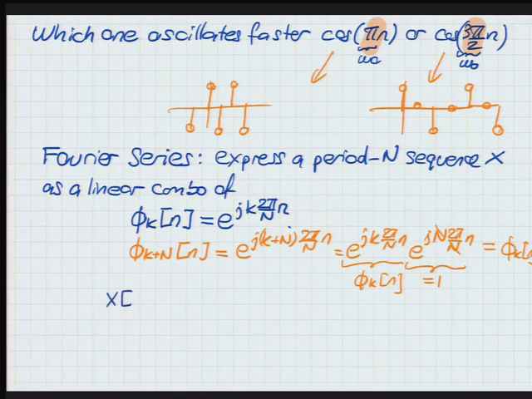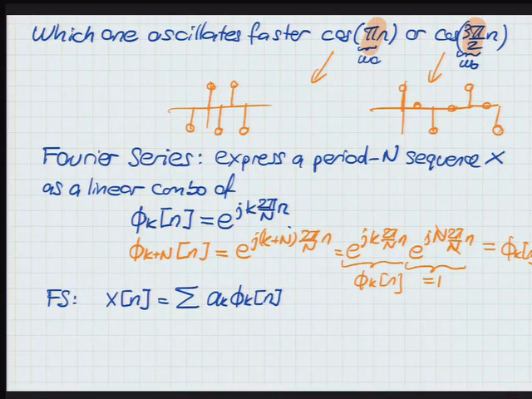So the Fourier series is going to look like x of n equals the sum, no longer from k equals negative infinity to positive infinity, but rather from, say, k equals 0 to N minus 1, or from k equals 1 to capital N, of a_k phi_k of n. Because of the periodicity in k, I just have to choose k to be successive integers, say from 0 to N minus 1, or 1 to N.